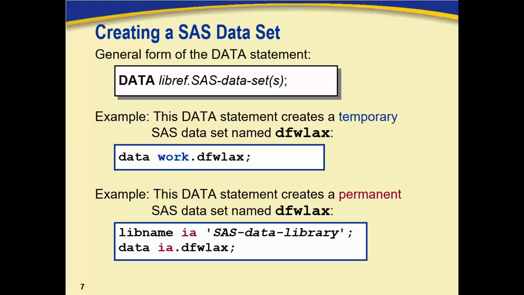So this data statement creates a temporary SAS dataset called this dataset, here data work dot this one. And this data statement creates a permanent SAS dataset called this, that is libname IA in this one. So IA is the library reference here. We'll discuss this one.